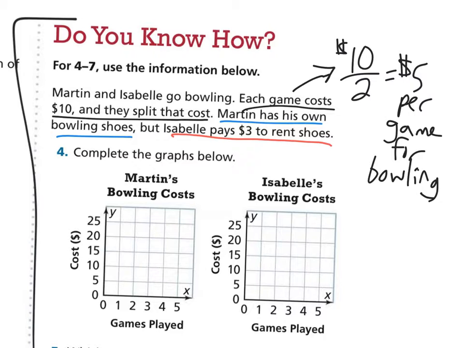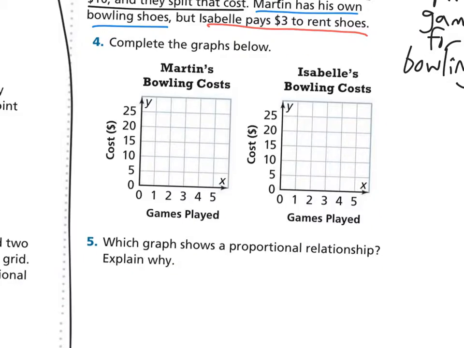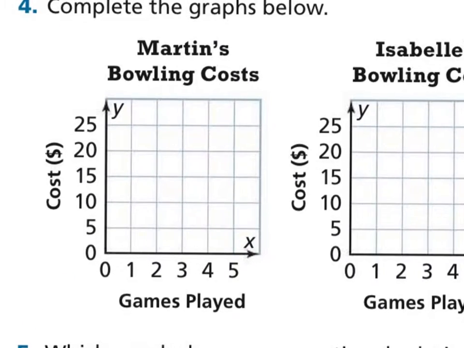So since Martin has his own bowling shoes, he's just paying the $5 for the game. So one game costs him $5. 2 games would be $10. We could continue. 3 games is $15, and so on. What's going to happen here is that if we drew a line through these points, it would be a straight line. It goes through the point 0, 0.